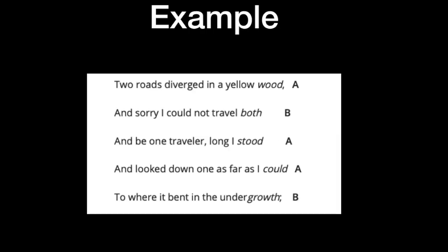Now, the rhyme scheme for this stanza is going to be ABAAB. And that's because if you take a look at the last word in that first line, wood, it doesn't rhyme with both, which is the last word in the next line. So that first one would be A, that second one would be B, because they don't rhyme together. But then stood and would, oh, those two rhyme, so that's another A rhyme. Could, stood, would, that rhymes as well, so that's another A. Growth doesn't rhyme with wood, but does rhyme with both, so that would be B, giving us our rhyme scheme A, B, A, A, B.